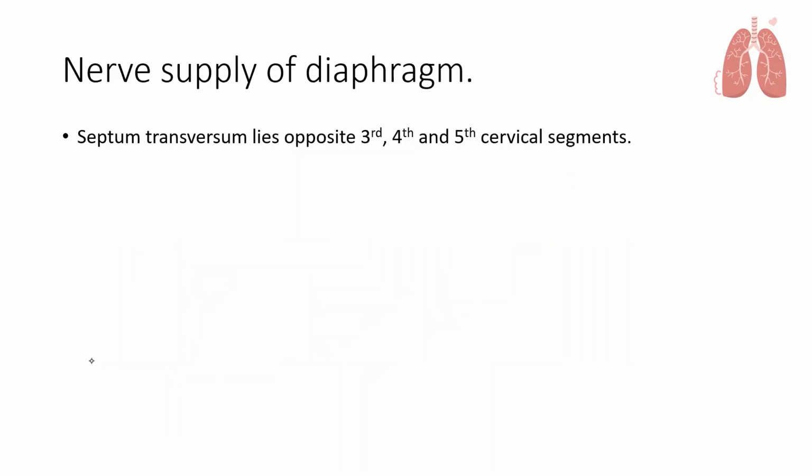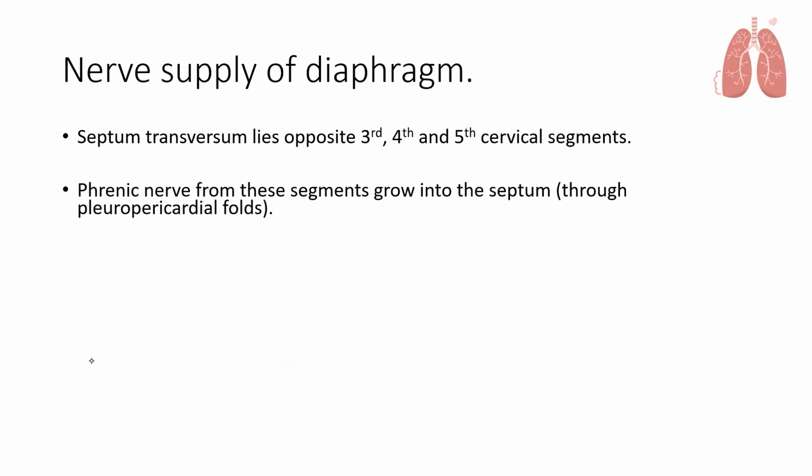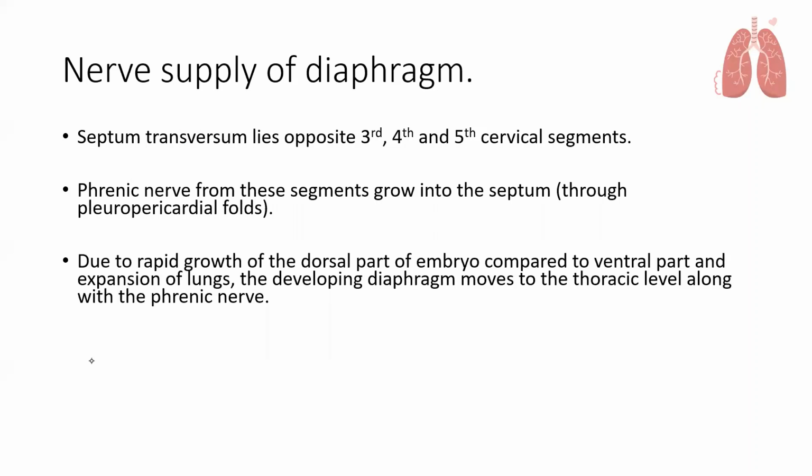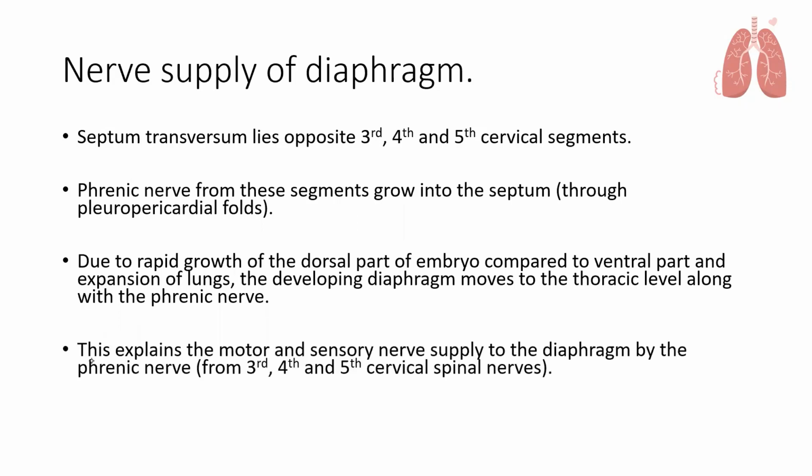Yeah, so the septum transversum lies opposite the 3rd, 4th, and 5th cervical segments. The phrenic nerve from these segments grows into the septum. This happens through the pleuropericardial folds. You remember, initially we said that folds separate the pericardial cavity from the peritoneal cavity. So through these folds, the phrenic nerve enters the septum. And due to rapid growth of the dorsal part of the embryo compared to the ventral part, and due to the expansion of lungs, the developing diaphragm moves to the thoracic level and drags the phrenic nerve along with it.